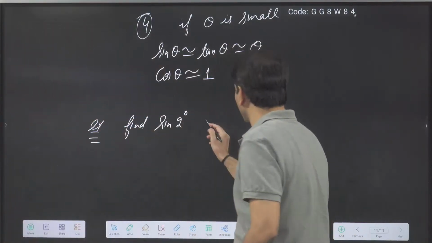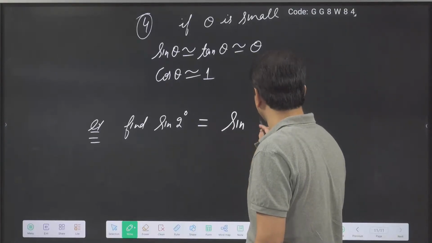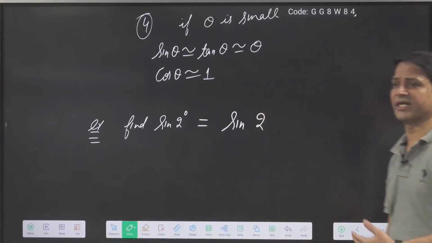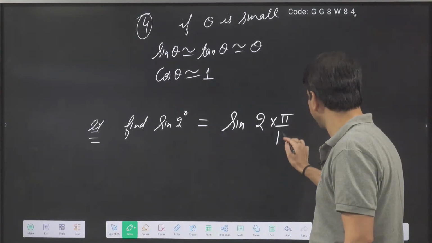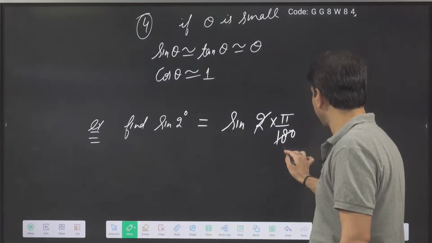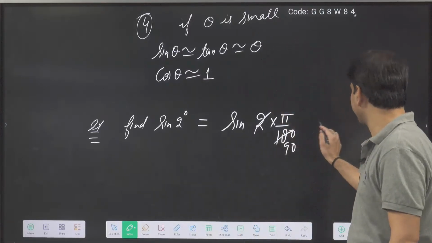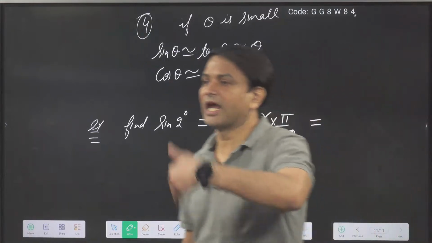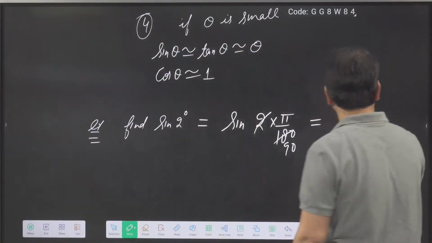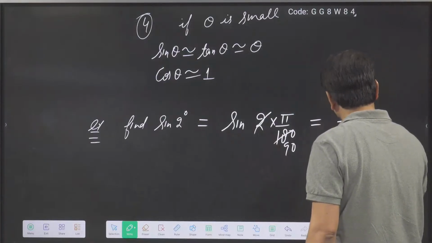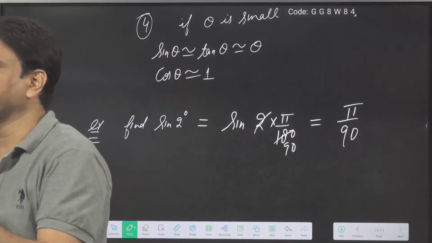So sine 2 degree is equal to what? Sine 2 degree. To convert the degree into radian, we have to multiply with pi by 180. Then what did I get? Pi by 90. Now sine pi by 90, what can I write? Now I can write sine theta is equal to theta. What is the theta here? Pi by 90. So what is the value of sine 2 degree? Sine 2 degree I can say is pi by 90. Everybody got or not?